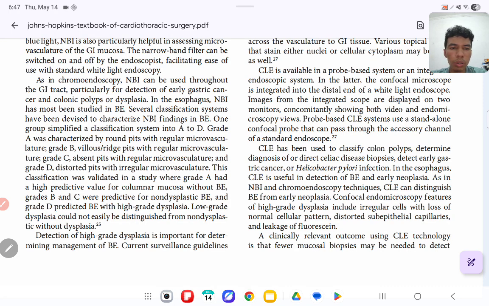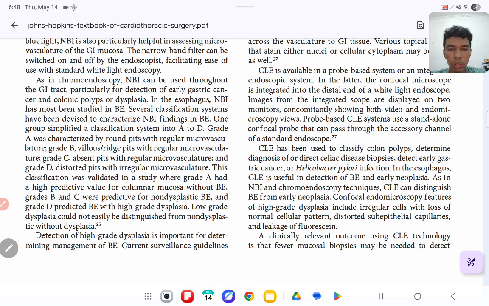CLE has been used to classify colon polyps, direct celiac disease biopsies, detect early gastric cancer, and Helicobacter pylori infection. In the esophagus, CLE is useful in detection of BE and early neoplasia. As in NBI and chromoendoscopic techniques, CLE can distinguish BE from early neoplasia.